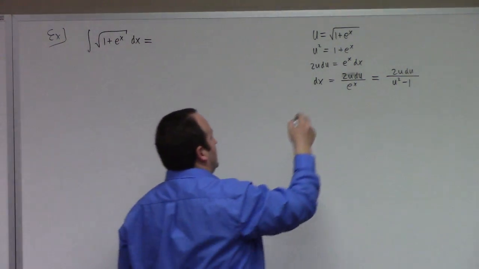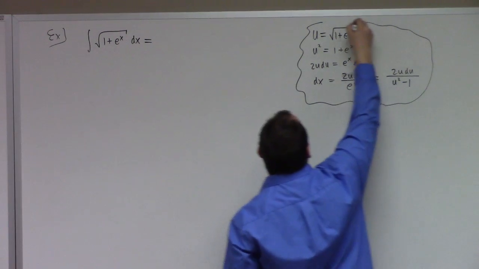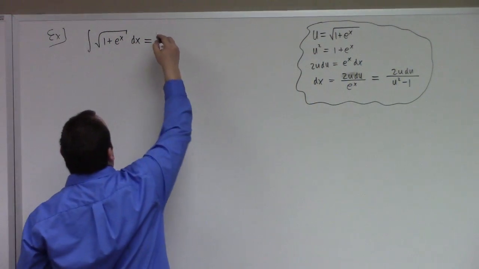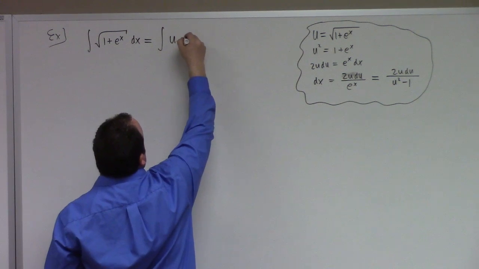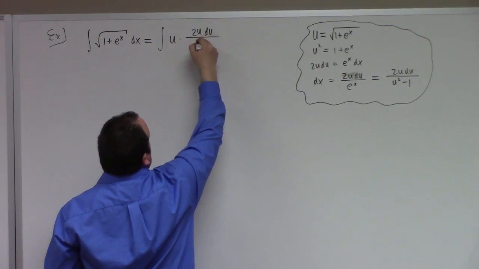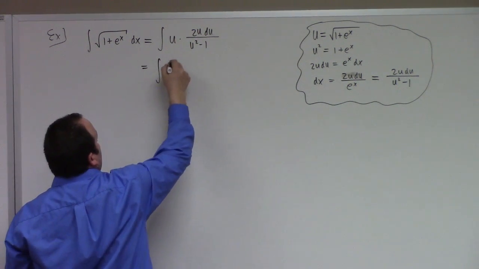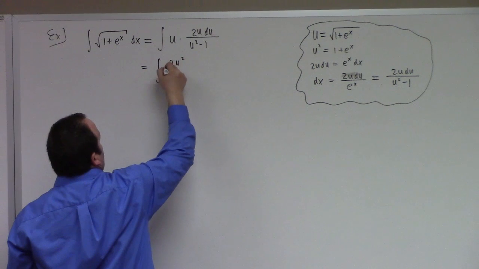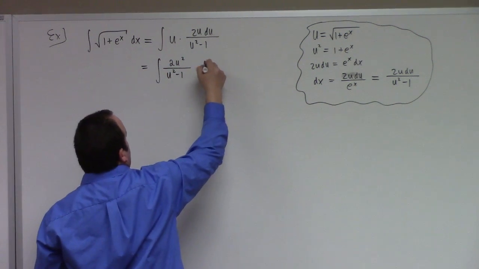I mean, we could do lots of other things. I wouldn't deny you that. But we don't need to, so let's not. If we do this, though, we have what? We have the integral of u, and then dx was 2u du over u squared minus 1. All right, so now we're off to the races. This is the integral of 2u squared over u squared minus 1 du, just to clean it up a bit.